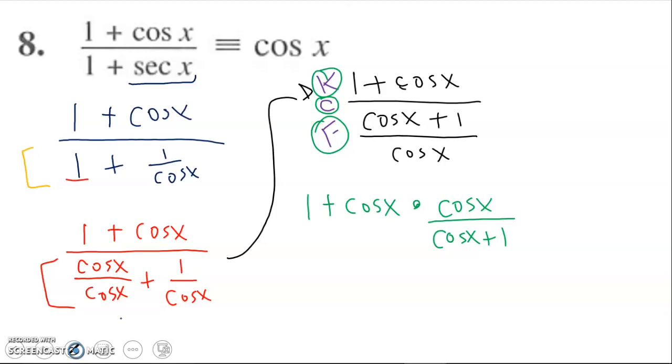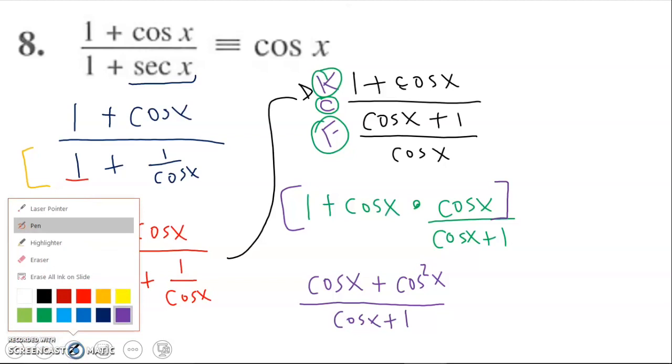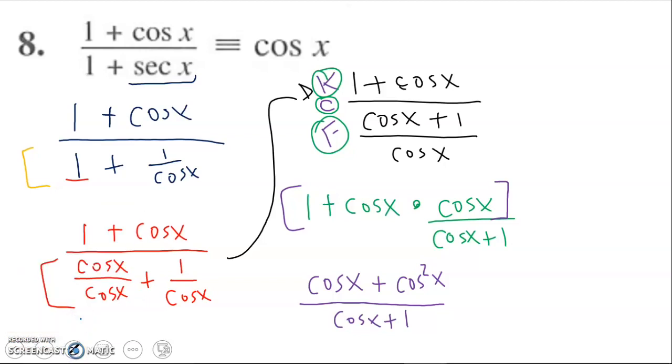Let's go ahead and multiply this top part. I'll end up having cos x plus cos squared x, and then all over cos x plus 1. Again, we might be able to use an identity here. I think the easiest thing we can do is factor something out. We can end up factoring something out here, because I can take cos x out.